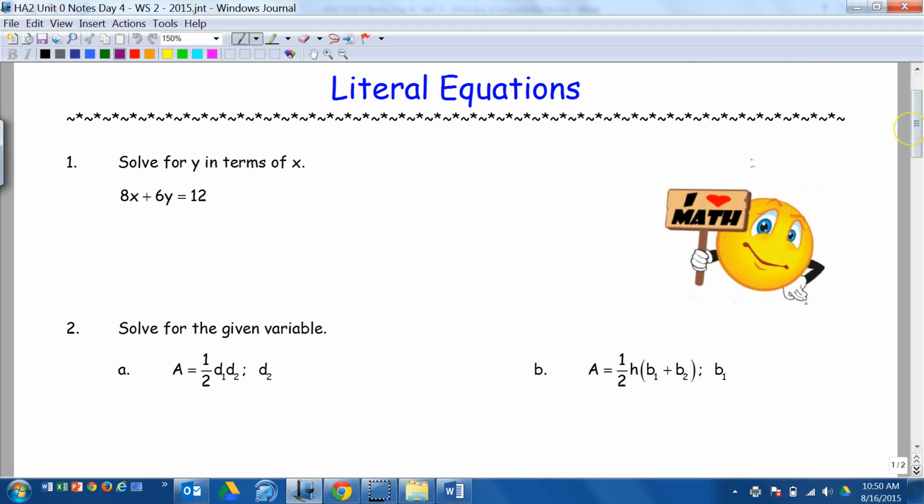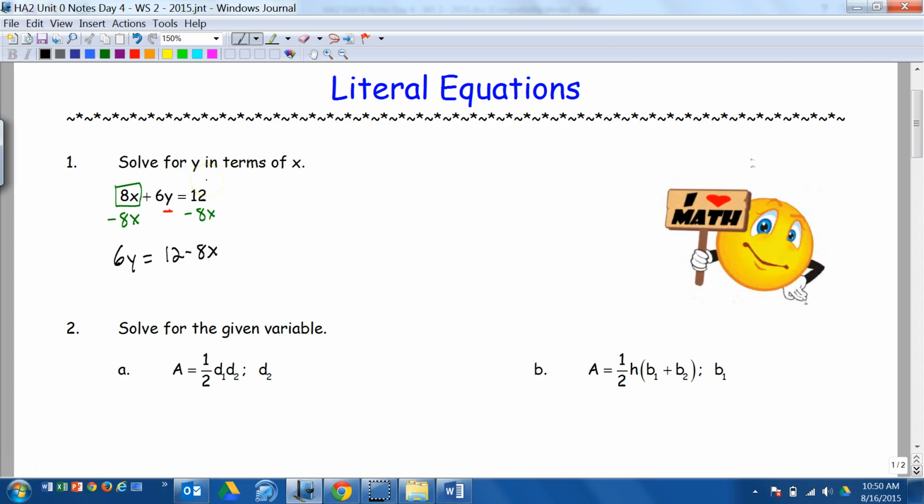It says solve for y in terms of x, which means that I need an equation that has a y equals. So I need to solve for this guy. In order to solve for it, you need to move everything else away, starting with the things that are furthest away that are attached by plus or minus. So the first thing I'm going to do is get rid of this 8x by subtracting 8x from both sides. So now I'm left with 6y is equal to 12 minus 8x.